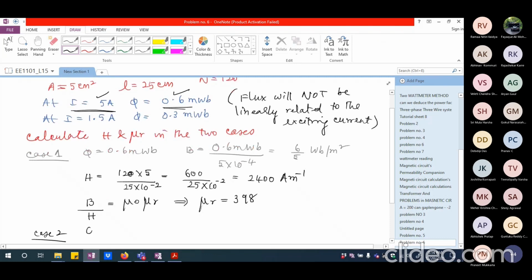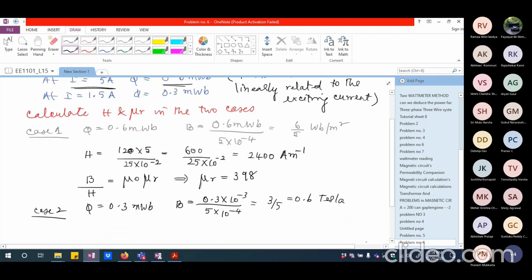So in case 2, it is phi is 0.3 milliweber. So I can say B is equal to 0.3 into 10 power minus 3 divided by 5 multiplied by 10 power minus 4. Right? So I'm going to get 3 by 5. Basically, we are going to get 3 by 5 or 0.6 Tesla as the flux density.